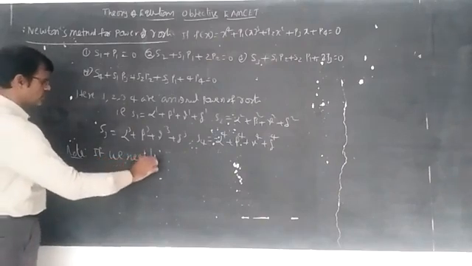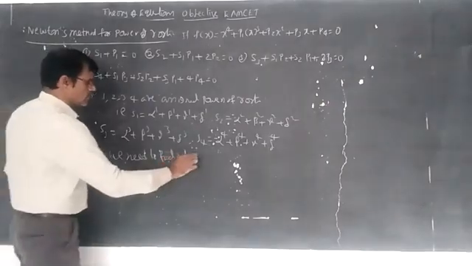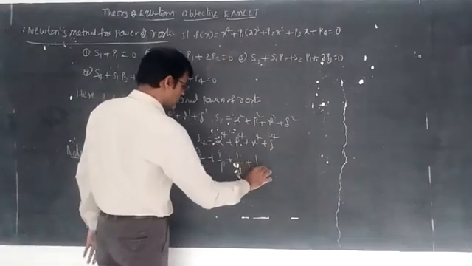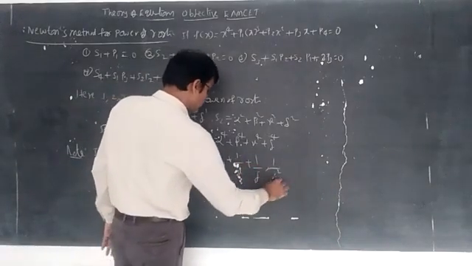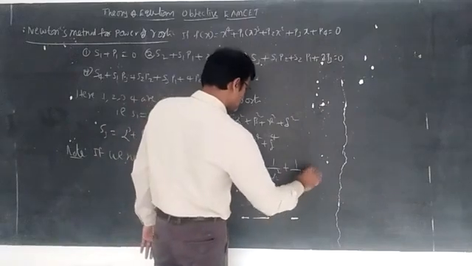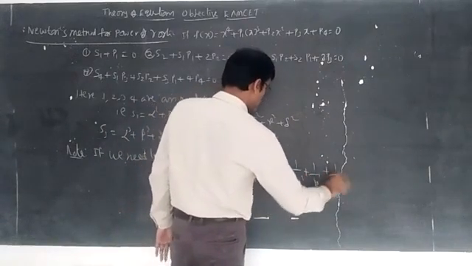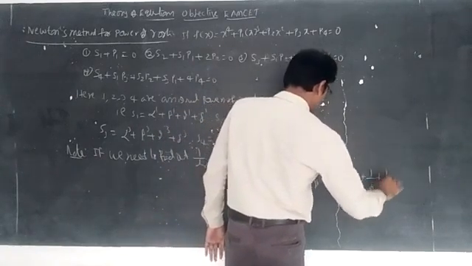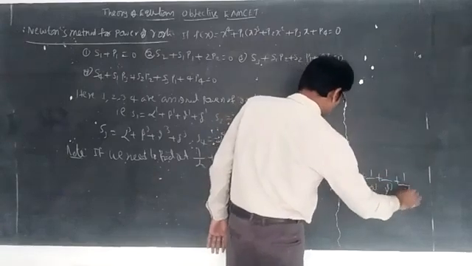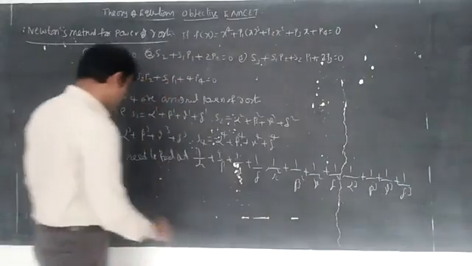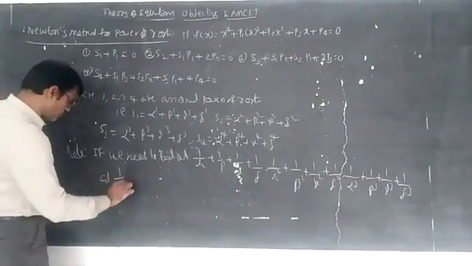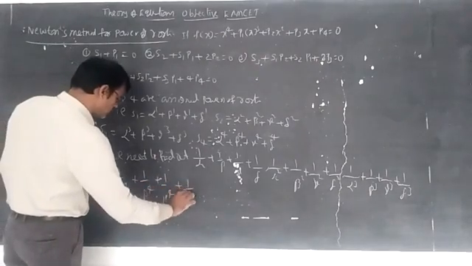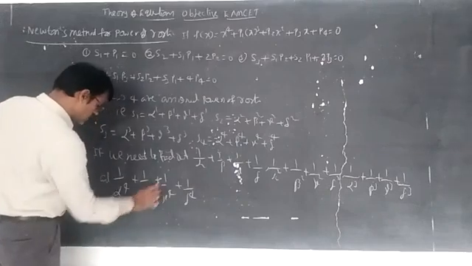We need to find 1 by alpha plus 1 by beta plus 1 by gamma plus 1 by delta, then 1 by alpha square plus 1 by beta square plus 1 by gamma square plus 1 by delta square, then 1 by alpha cube plus 1 by beta cube plus 1 by gamma cube plus 1 by delta cube, and 1 by alpha power 4 plus 1 by beta power 4 plus 1 by gamma power 4 plus 1 by delta power 4.